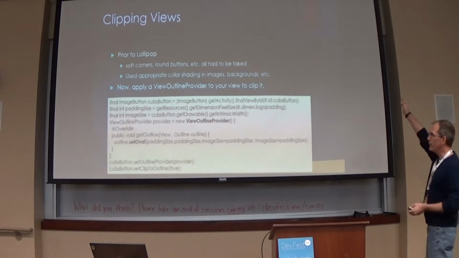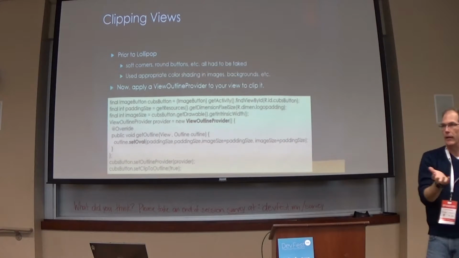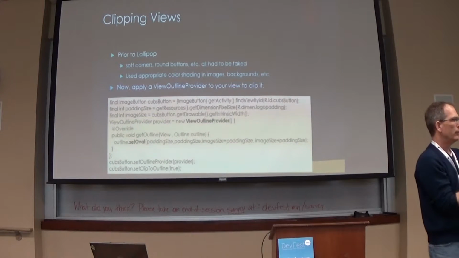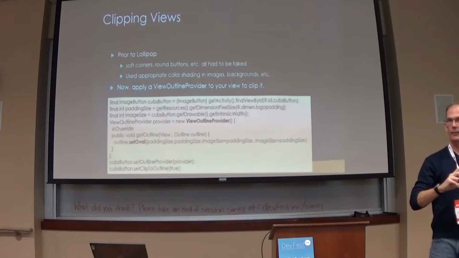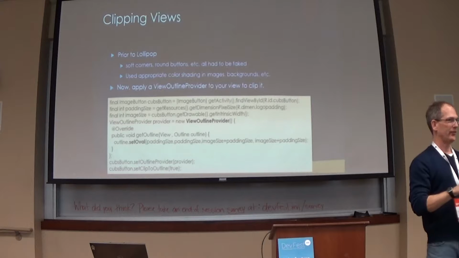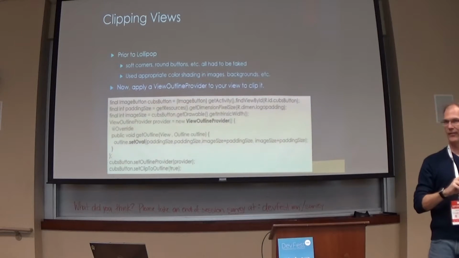Clipping. In our prior versions of Android, we used to have to clip things. How many of you had images that you would have preferred to see, like you have a button, and you want the button to be round? Anybody have those? How'd you do that in the past? Not rhetorical. Everybody can answer.